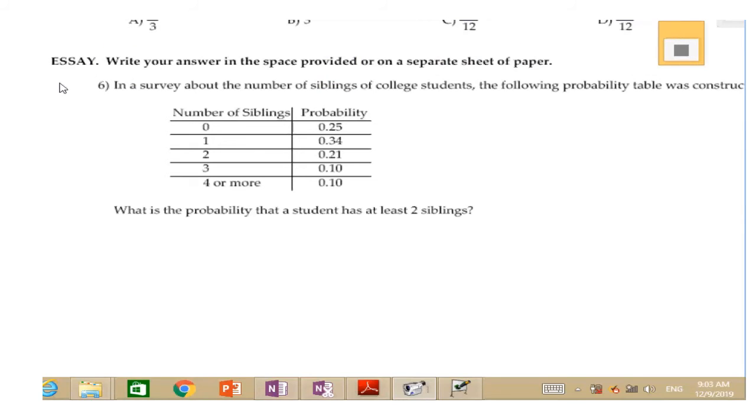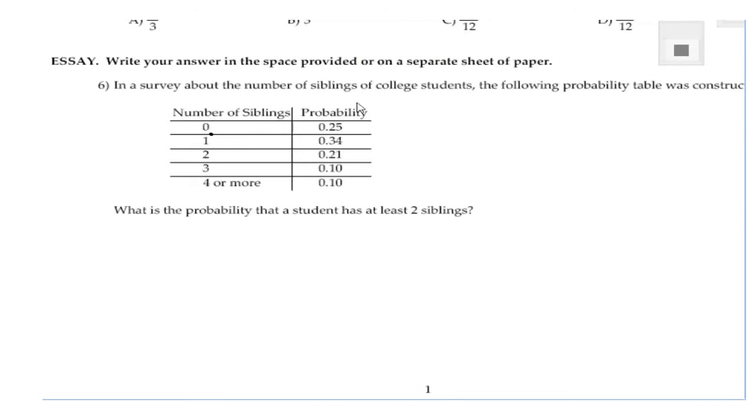Question number 6. In a survey about the number of siblings of a college student, the following probability distribution was constructed. Notice that I'm giving you the probabilities. I don't want to find the probability from them. For example, the probability that I have 0 siblings is 0.25. I don't say 0.25 over total. I don't have a total here.